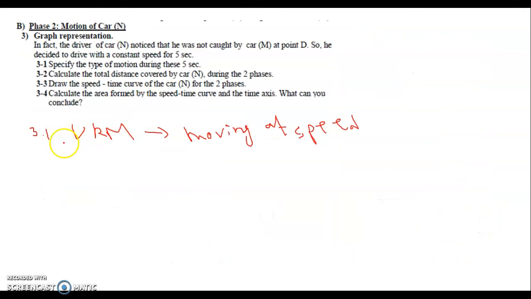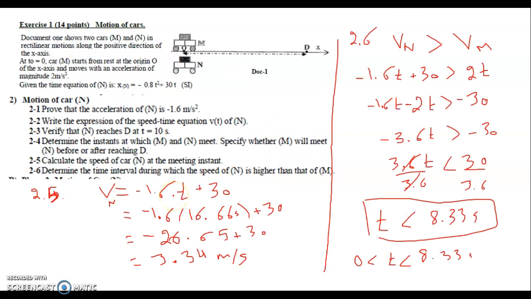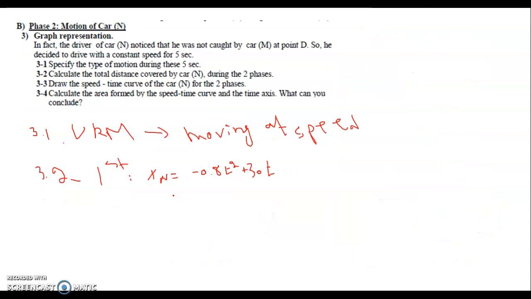So during the first phase, the position time equation of N is xn equals minus 0.8 t squared plus 30t, and the initial position was the origin, so that is plus 0.